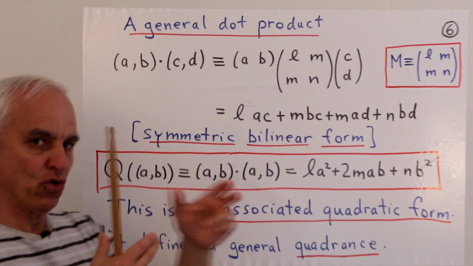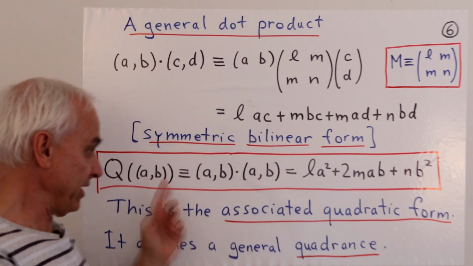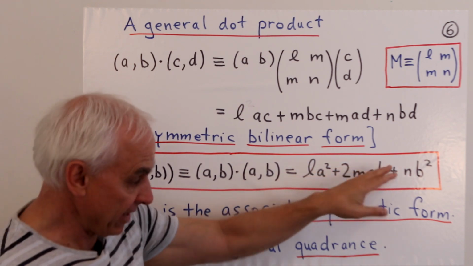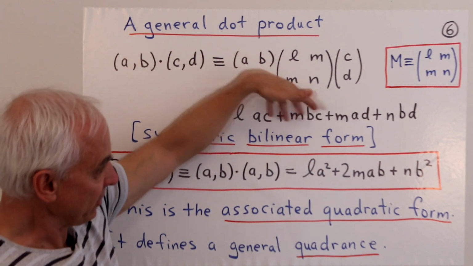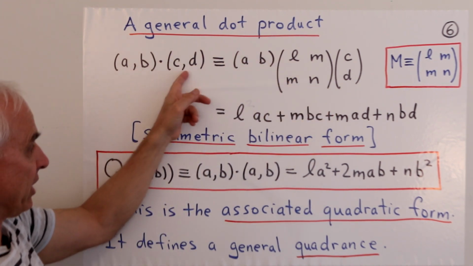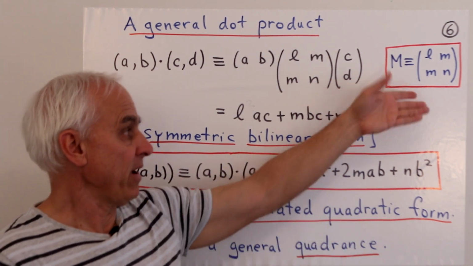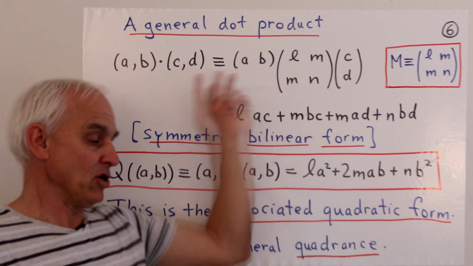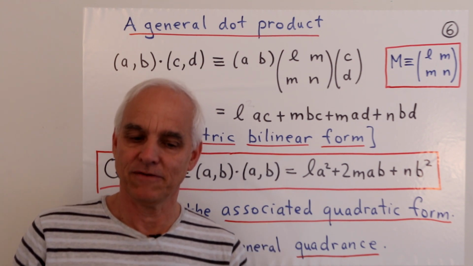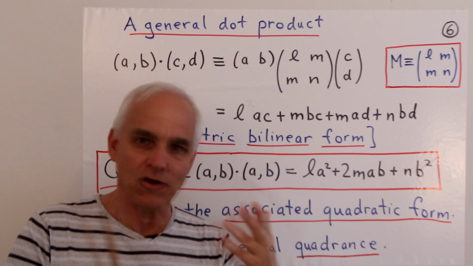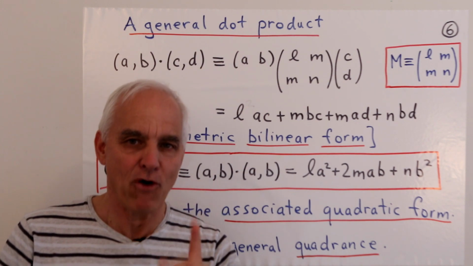This bilinear form has 2 entries, a vector and another vector. This quadratic form only has 1 entry, or 1 input, the vector, and it's quadratic in the elements of the initial vector. Here the entries are bilinear. They're linear in A and B and linear in C and D at the same time. So this is a very general situation. We have a 2 by 2 symmetric matrix. We can define a dot product. We can define a quadrance. We can do geometry. This is a direct generalization of our understanding of blue, red, and green geometries. And it turns out to be very powerful thinking.